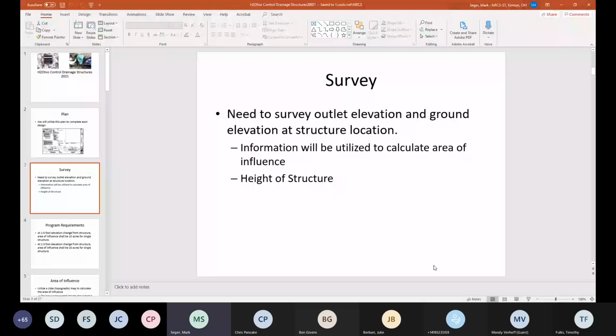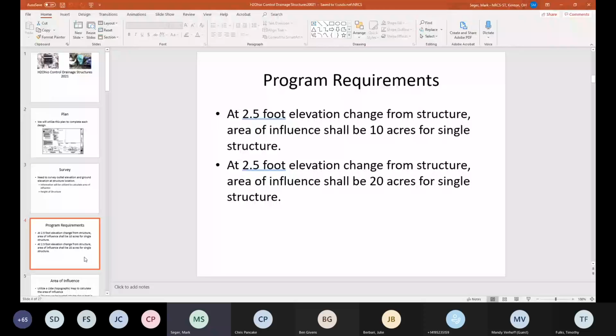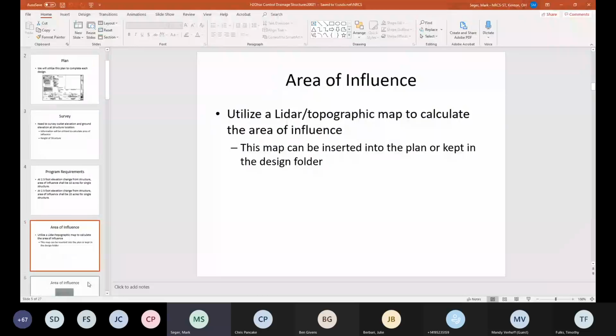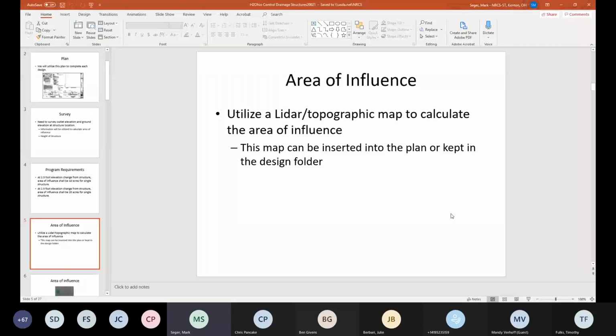So in H2Ohio, one of the criteria is that we have 10 acres of influence for a structure at a 2.5 foot elevation change from the structure. If we're going to do a structure with a main, we're looking at 20 acres for a single structure. And so how do we get to that point? Well, we can utilize LiDAR or a topographic map or something along those lines to calculate that area of influence. We can insert this map into the plan, or we can keep it in the design folder, but we need to have it somewhere to show how many acres we're affecting for H2Ohio. And I know in some of NRCS's programs too, it calculates into their maintenance of how many acres they're maintaining.